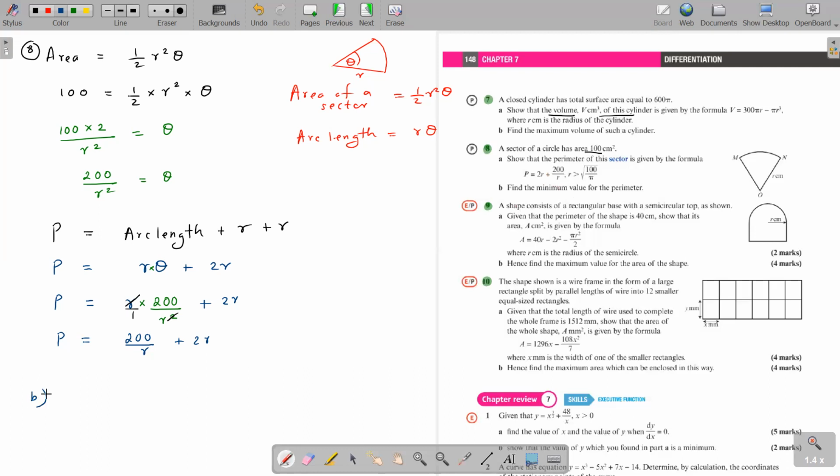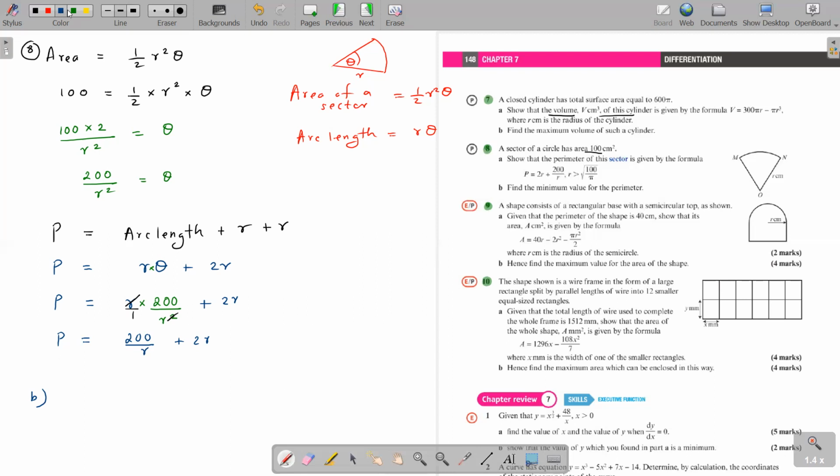Part B, they say find the minimum value for the perimeter. To get the minimum value or maximum value, basically it's a stationary point, right? So you need to set your dy by dx, in this case the dP by dr, to 0.